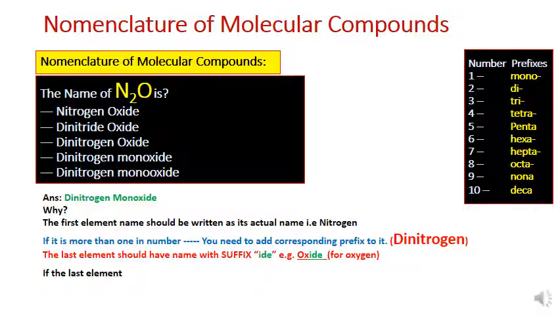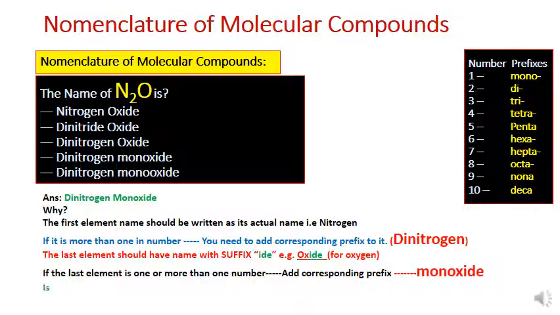If the last element is 1 or more than 1, in both cases you should write the number. If it is 1, you use mono, because mono is the prefix for 1. If it is more than 1, you write di or tri like this. Is it correct to write monooxide? There are two O's together, the vowels together. Don't write two O's if they are together. You should always write one, so dinitrogen monoxide.